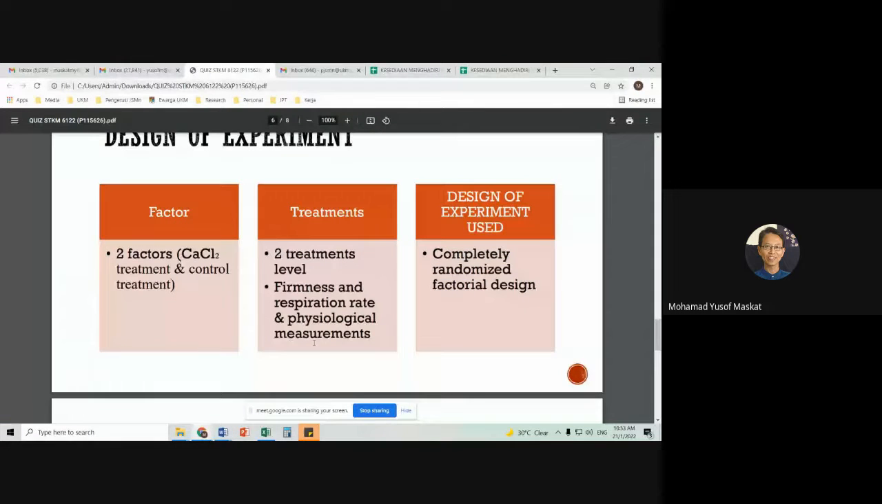Any other questions? Prof, sorry. So we have to randomize the factor, I mean the treatment, right? The response we don't need to randomize, right? Yes, that's fine. Okay, thank you.